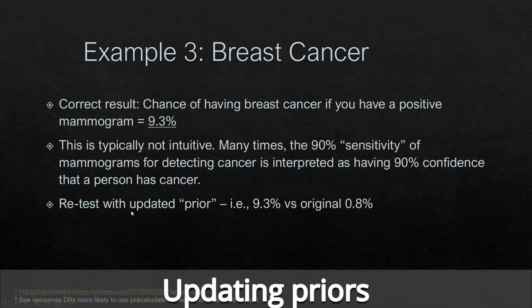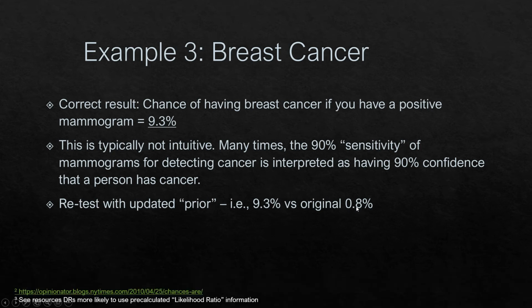So let's have one more look at updating our prior. We've updated the prior of the general population of having breast cancer from 0.8% to that of the population of people who had one positive mammogram. But let's have a look if we go through and do another mammogram and it comes back with a positive result as well. How does that update the chance of having breast cancer?